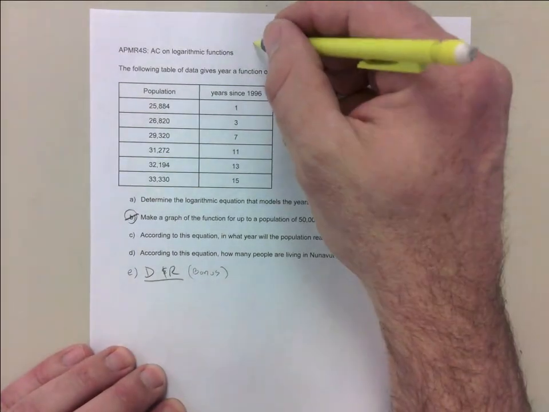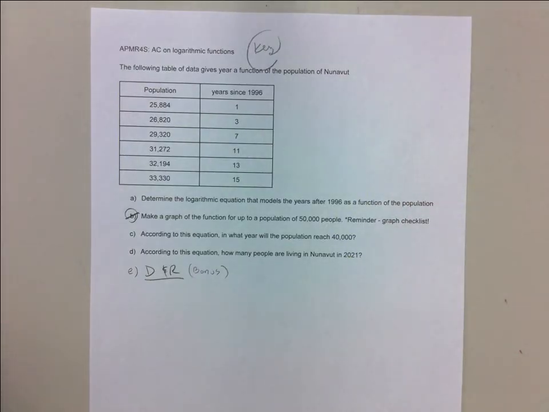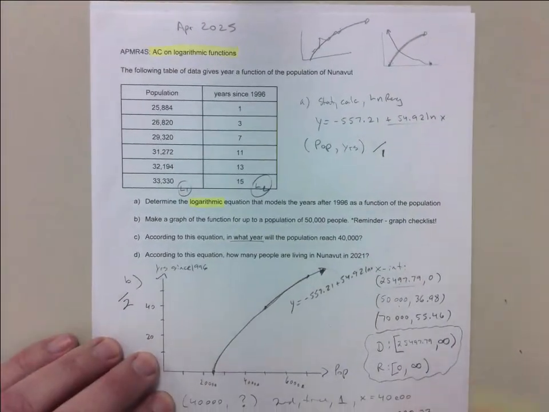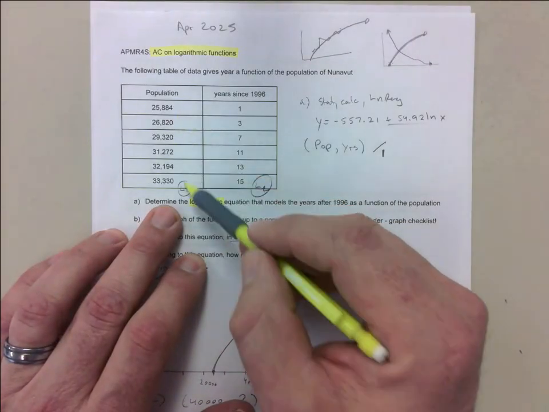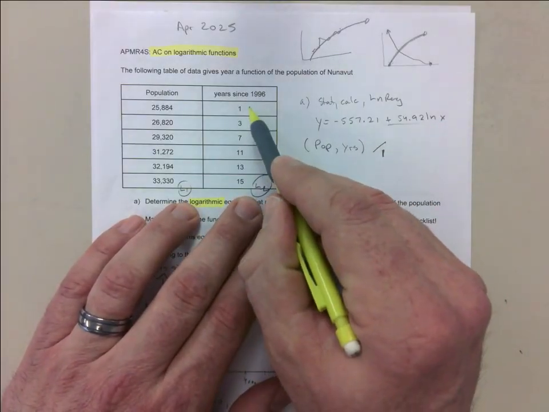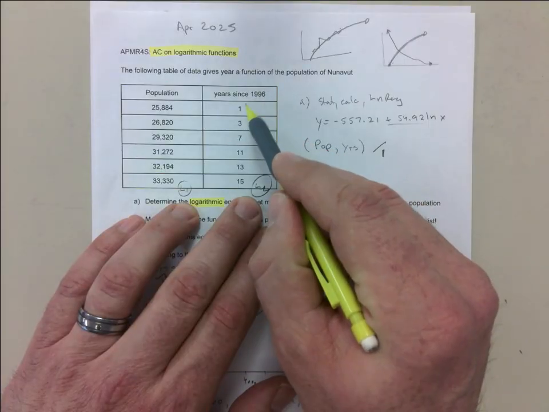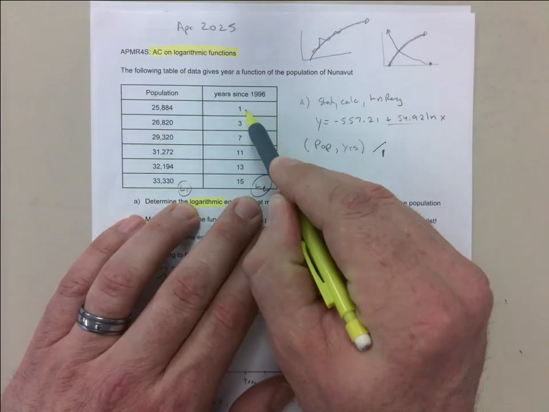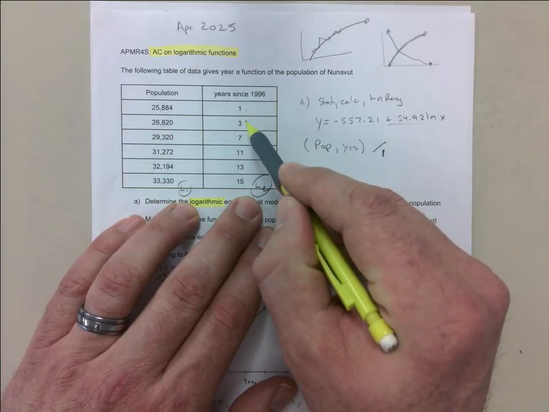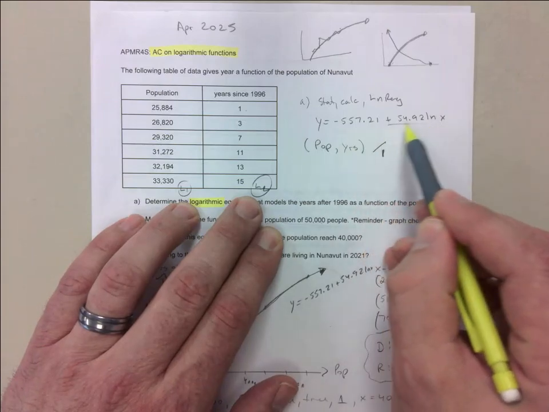So I think I'm just going to show you the key. So you type this into L1, you type this into L2, and remember that these numbers represent years since 1996. So this will be 1997 because you add 1, 1999 because you add 3 to 1996, and so forth. So this is the equation that you should be getting here.